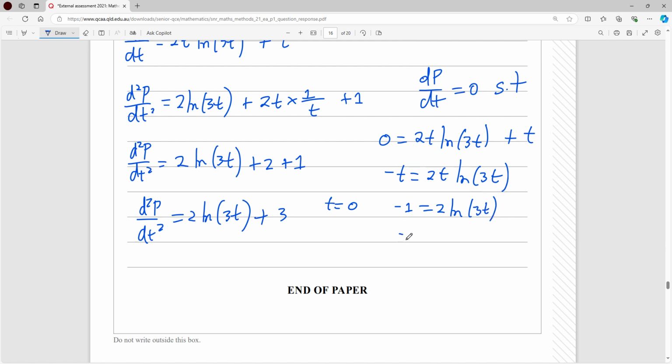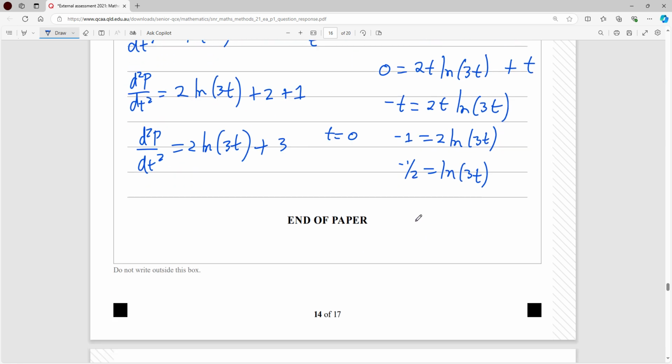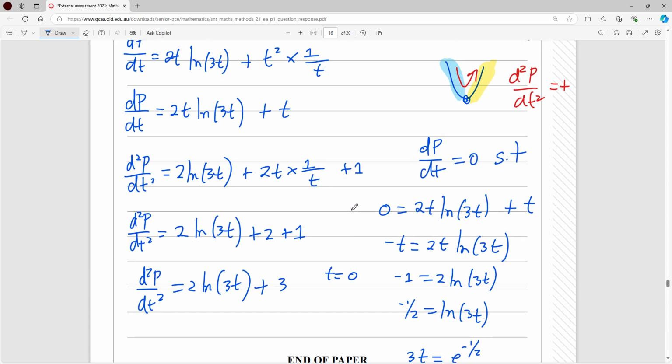Divide by 2, so we have negative a half equals ln 3t. Now ln is log base e, so rearranging this will be 3t equals e to the negative a half. Now e to the negative a half is the same as 1 over the square root of e, okay? Move the 3 across, so t equals 1 over 3 root e, that's a stationary point, and we also have when t equals 0, okay? So found the stationary points, we've got marks.